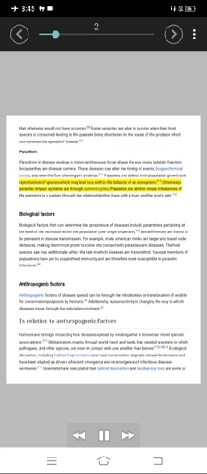Other ways parasites impact systems are through nutrient cycles. Parasites are able to create imbalances of the elements in a system through the relationship they have with a host and the host's diet. Biological factors. Biological factors that can determine the persistence of diseases include parameters pertaining at the level of the individual within the population, one single organism. Sex differences are found to be prevalent in disease transmission.